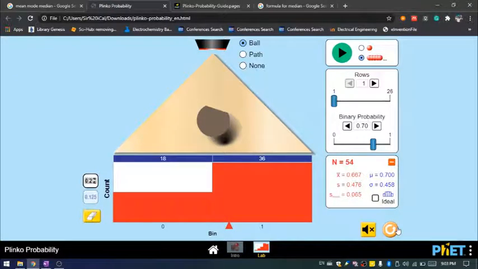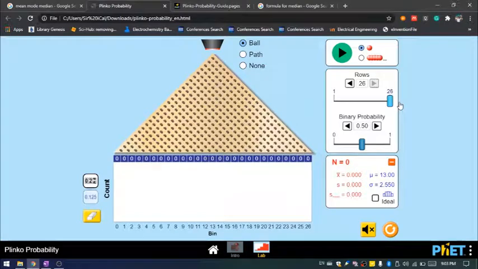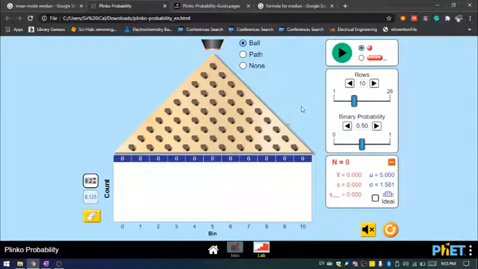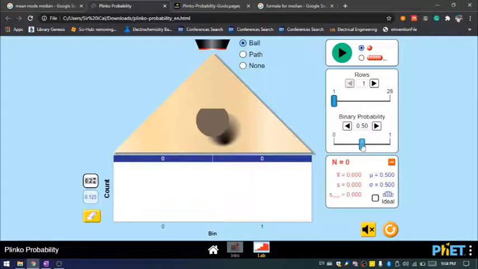Alright, so let's reset. How about if you have many kinds of rows? For this one, the sample size is only 10. We only have 10 bins. So we have 0, 1, 2, 3, 4, 5, 6, 7. Probably some of you might ask, why do we start at 0? 0 is actually part of the counting numbers. When we count, we don't actually start from 1, we start from 0. So that's counting numbers. The binary probability here means that the ball, once it drops, has a 50% chance of going to the left and a 50% chance of going to the right.